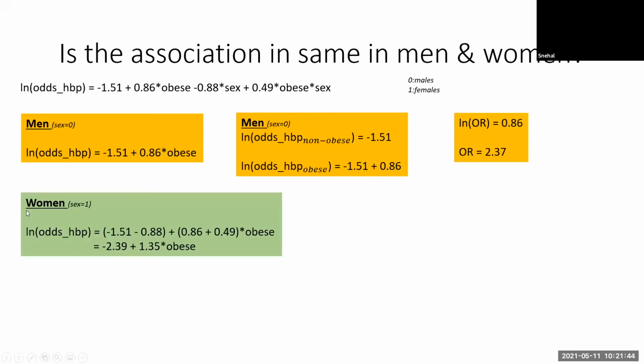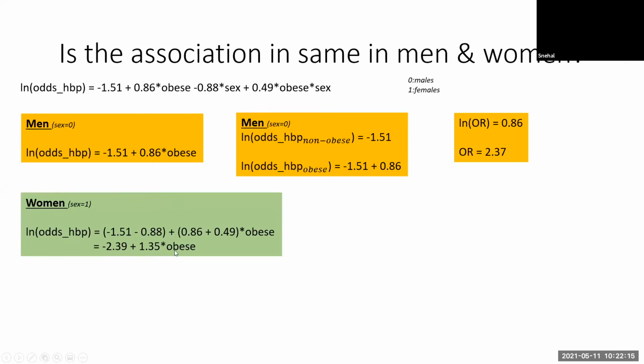So when you're looking at women, sex is 1. So what we now need to do is gather the similar coefficients together. So when sex is 1, the log odds of high blood pressure is minus 1.51 plus minus 0.88, which is minus 2.39. And then we need to gather the coefficients for obesity together, which is 0.86 plus 0.49, which is 1.35 multiplied by obesity.